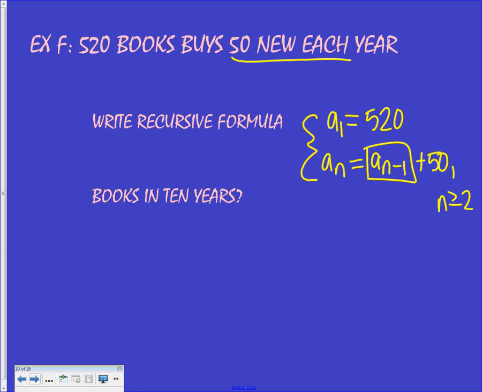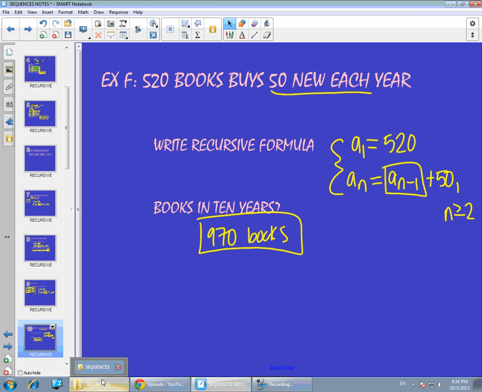Okay, and then how many books will I have 10 years from now? So kind of go ahead and figure that out, just count them out, and you should get 970 books. Okay, so that is recursive sequences, very similar ideas to yesterday, only different notation.